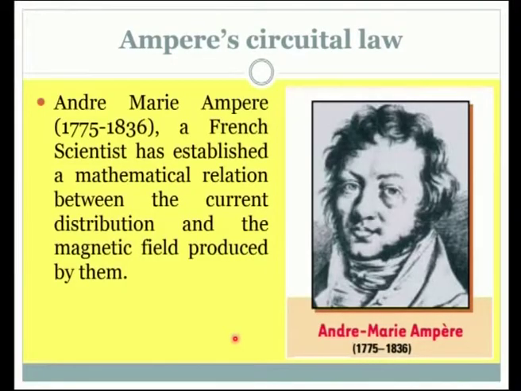Let us first start with the concept of Ampere's circuital law. What is it? Why is it called a circuital law? So, let us see the circuital law with the diagram. It was first proposed by Henri Marie Ampere, a French scientist. He established a mathematical relation between the current distribution and the magnetic field produced by them.